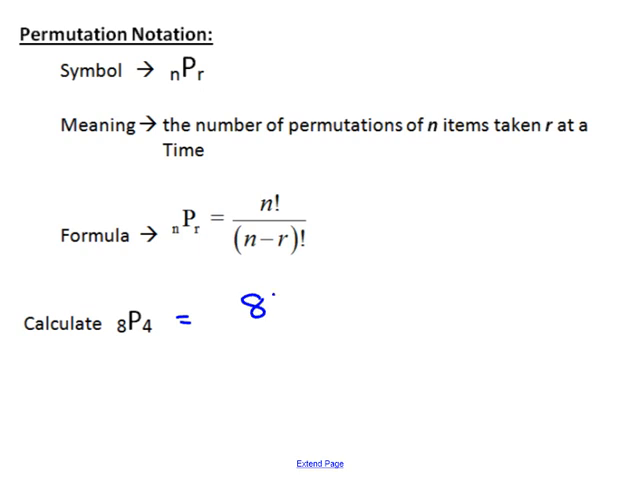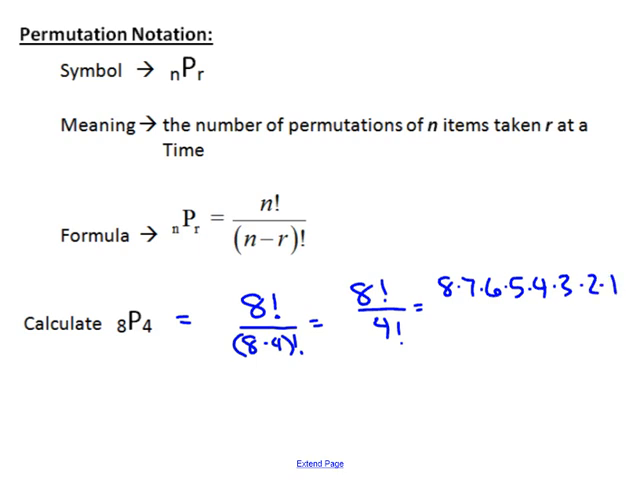you can write it out as 8 factorial over, and then notice here that it's n minus r, so it'll be 8 minus 4 factorial. That's going to be 8 factorial over 4 factorial. And let's think about what these mean. 8 factorial means 8 times 7 times 6 times 5 times 4 times 3 times 2 times 1.